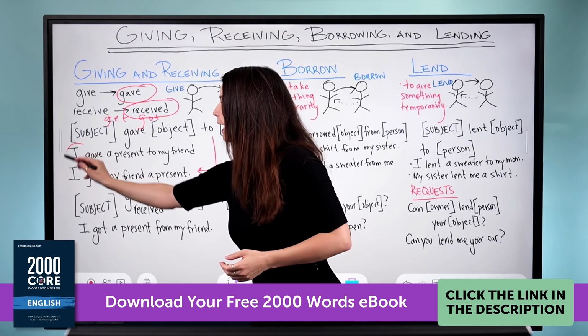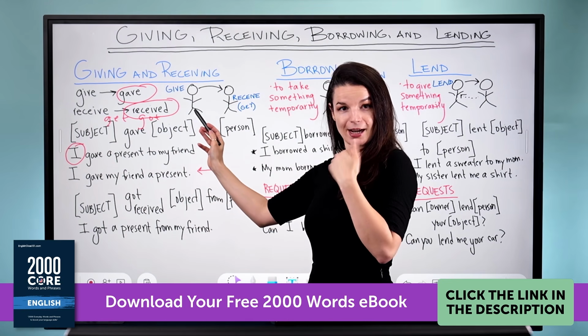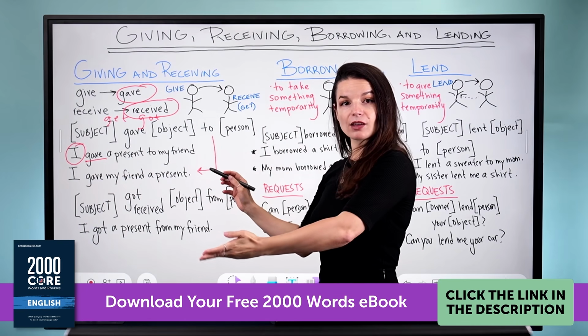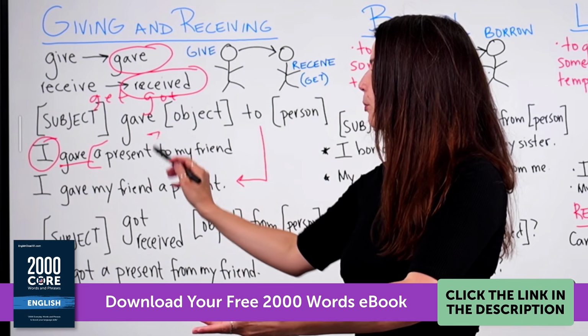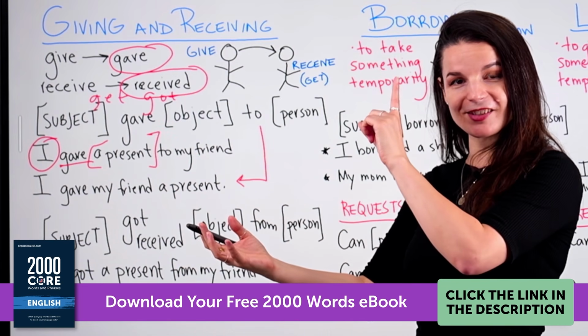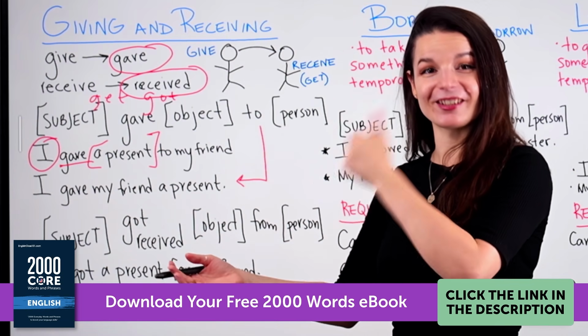So this is my subject. Who gave the thing? Me. I did it, okay? I use past tense. I gave. The action is finished. What did I give? A present. I gave a present. This is singular, one present, right? You can use the plural. I gave presents to my friend is okay.